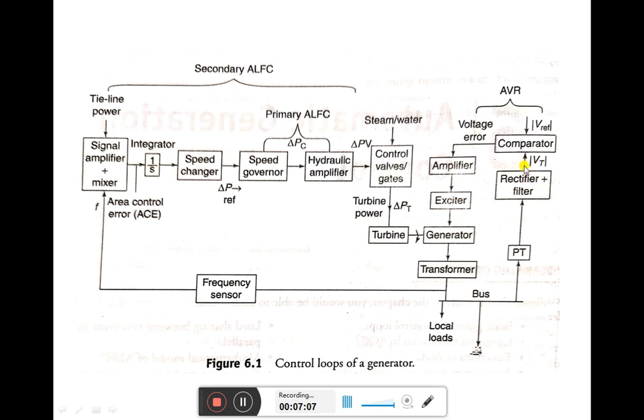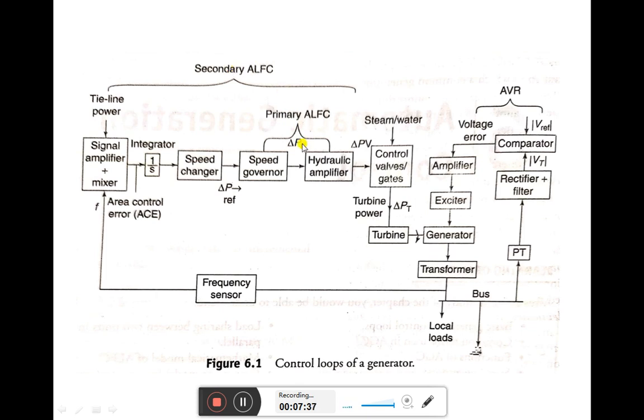Okay, and every generator in our power system will be equipped with this particular AVR loop. Now coming to the second basic control loop, that is called ALFC, automatic load frequency control. For automatic load frequency control we have two loops. One is the primary ALFC, another is the secondary ALFC. Let us see what primary ALFC consists of.